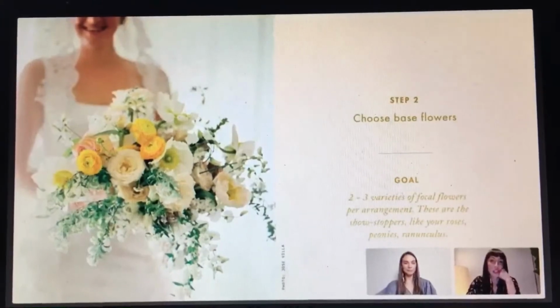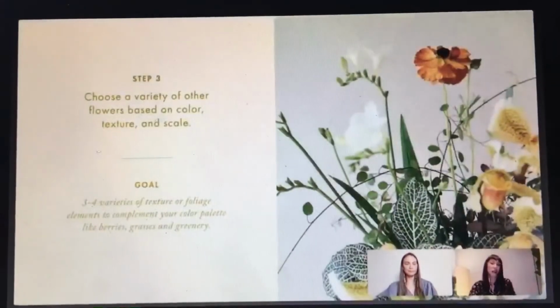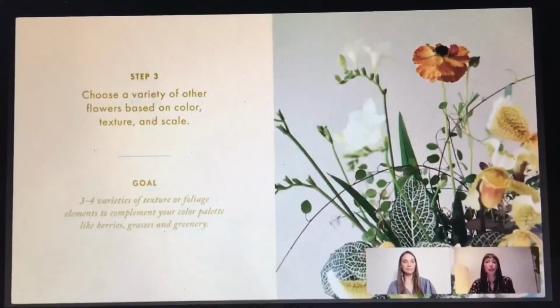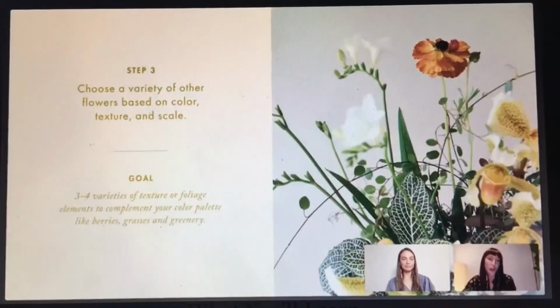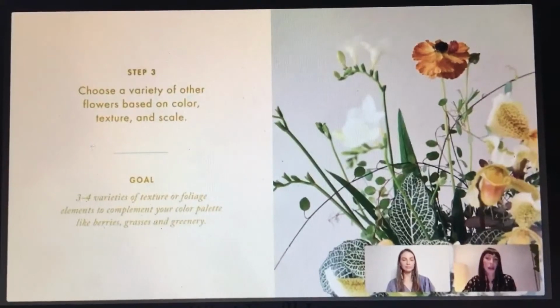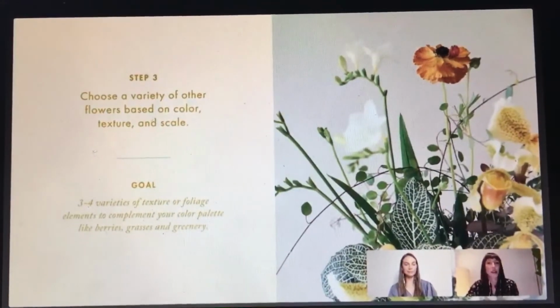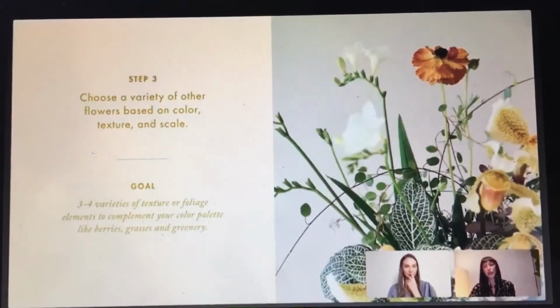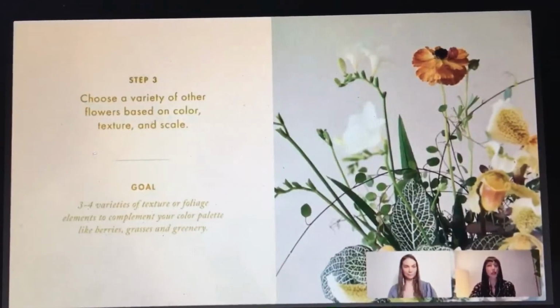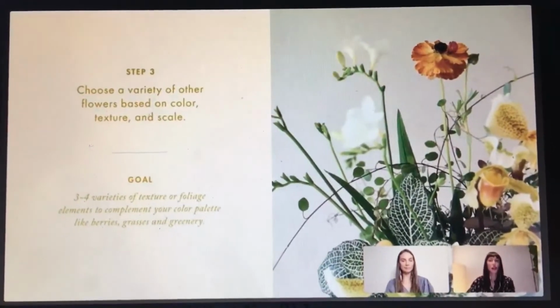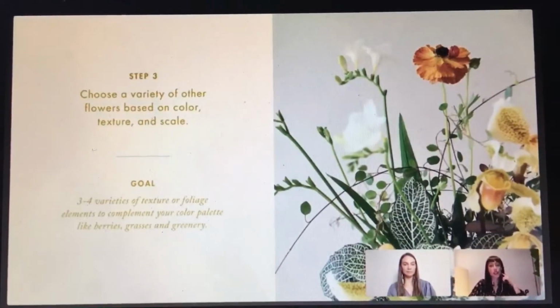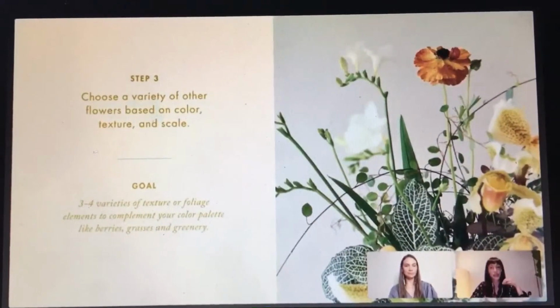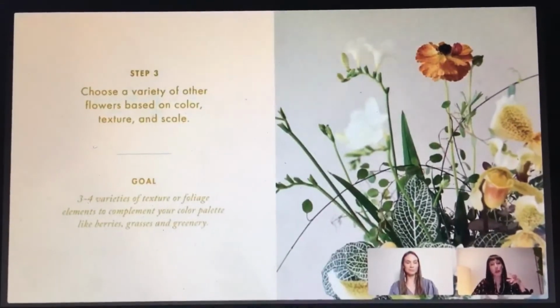So the next is to choose the varieties of accent flowers. And this is based on your color and texture and scale, which I'll get into a little bit later. So after you have the base flowers chosen, think about your color, texture, and scale elements in your arrangement. You want to pick out a few varieties of textural flowers or seasonal foliages to take those base flowers in the direction you want them to go. I typically plan to have 3 to 4 of these elements per design. These are what I think really make your arrangement special.